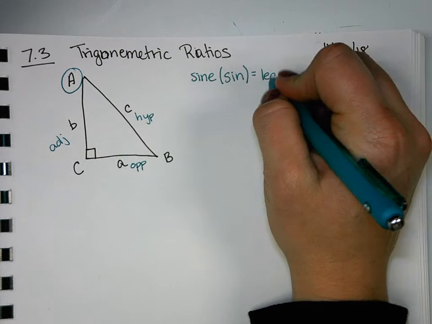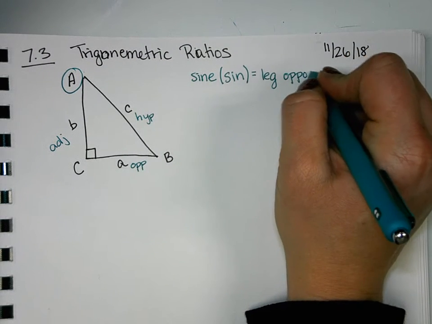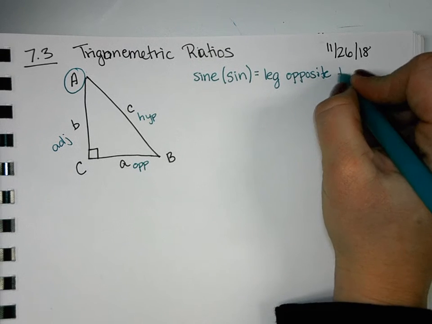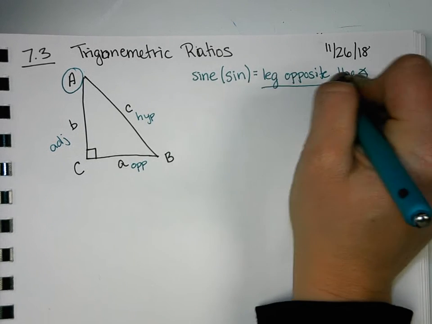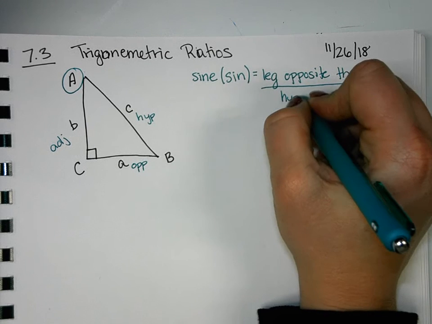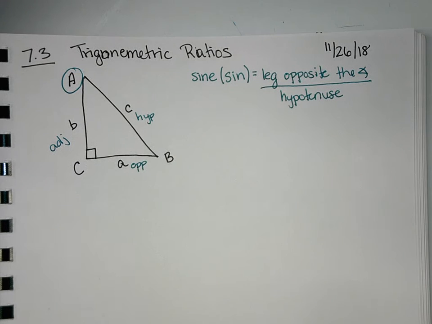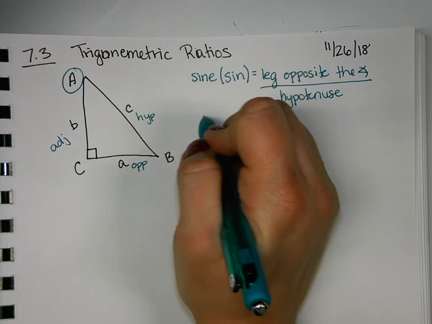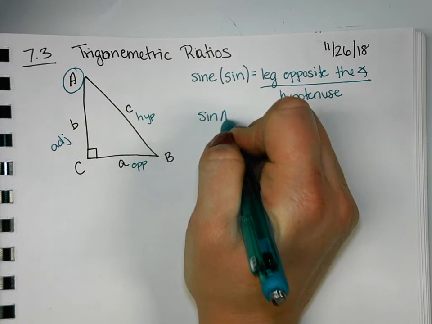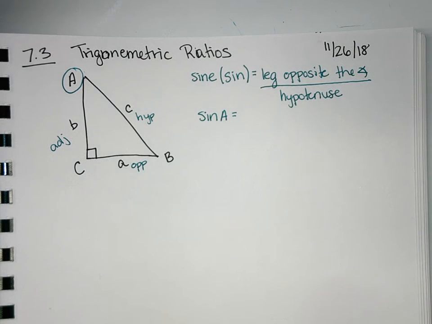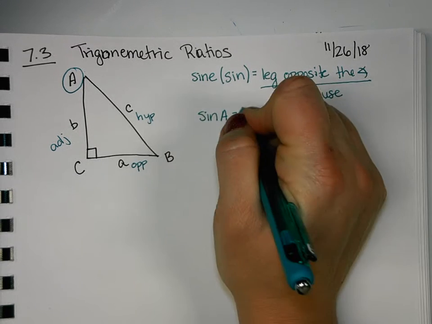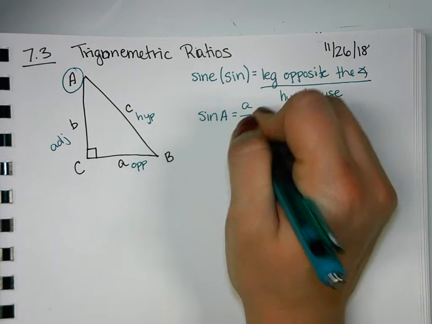So the ratio for sine is the leg opposite the angle divided by the hypotenuse. So if we look at our picture, and I asked you, what is the sine of angle A? What's the length of the side that is opposite of angle A? A over C. So opposite side over the hypotenuse.